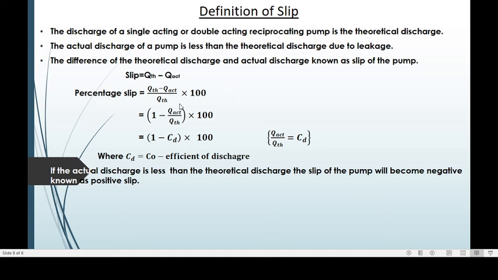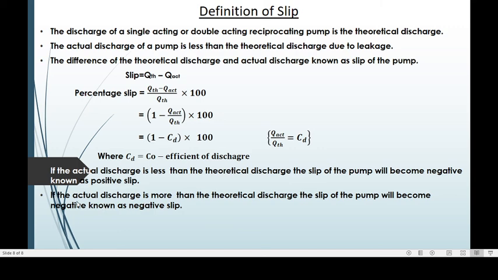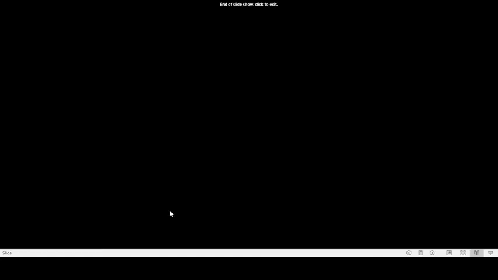If the actual discharge is less than the theoretical discharge, then it will become a positive slip. And if the actual discharge is greater than the theoretical discharge of the pump, the slip will be negative, or it is known as negative slip.